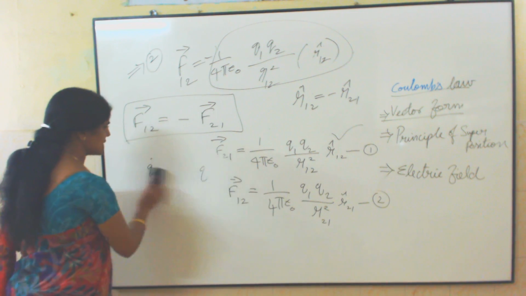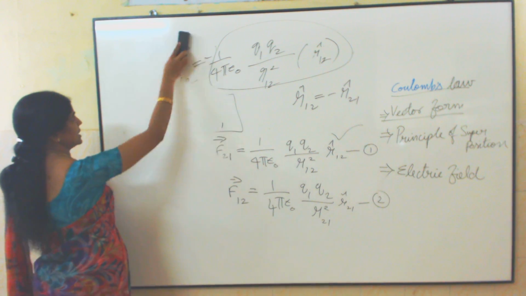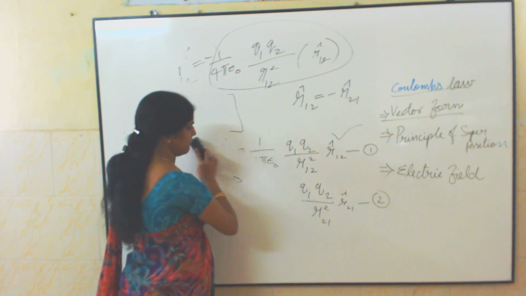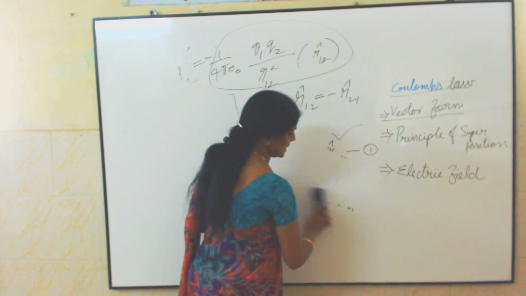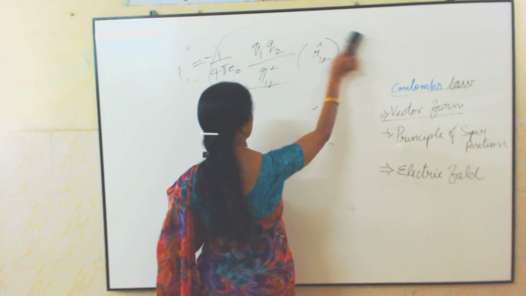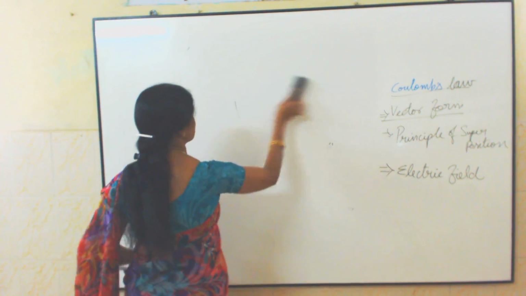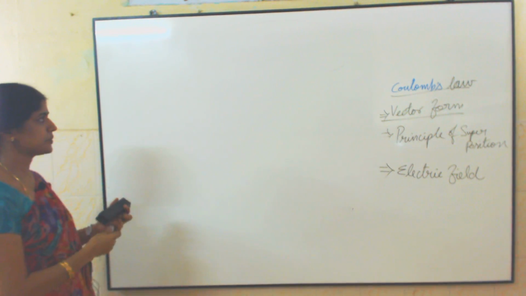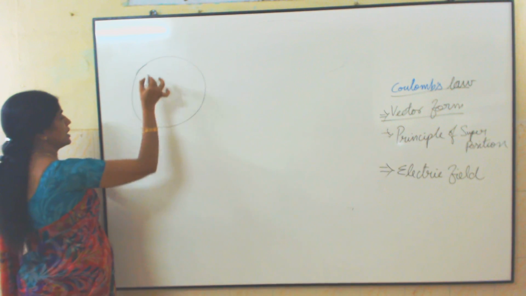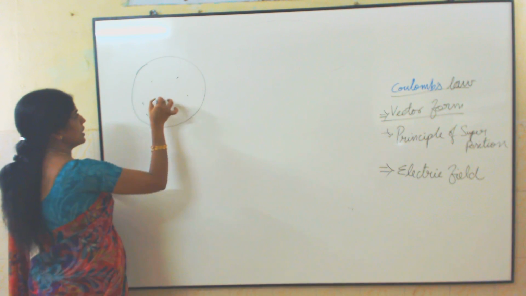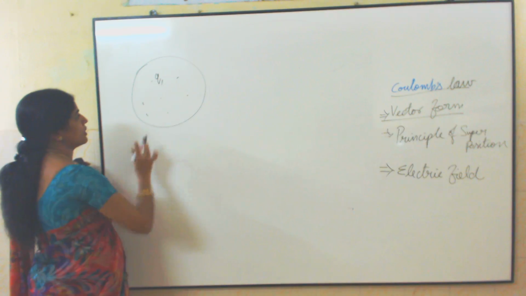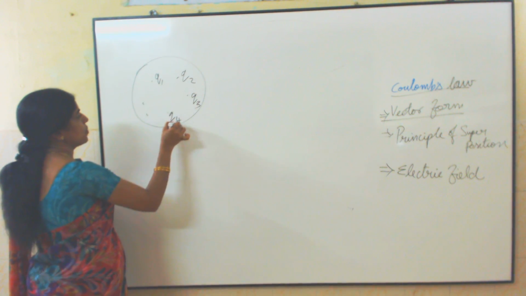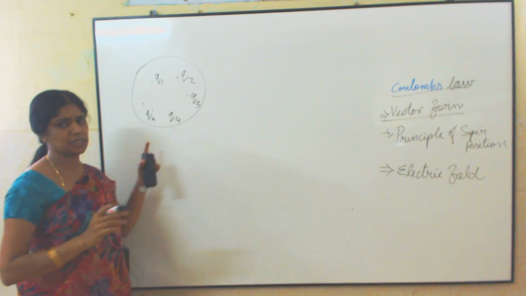Now, in this system, I have only two charges. For example, suppose there are so many charges present in a system. How do we find the net force exerted by the charges on a charge Q? Take a system with so many charges. Let there be n number of charges: Q1, and Q2, Q3, Q4, like this. There are n number of charges in the system.